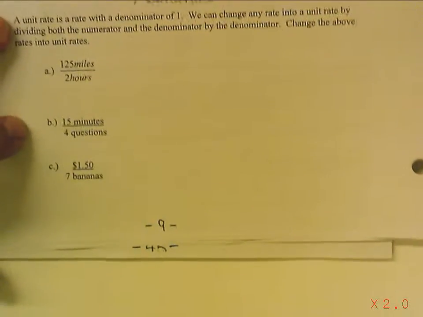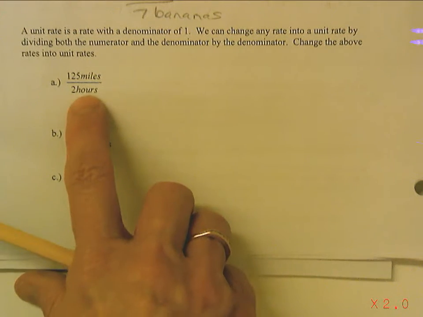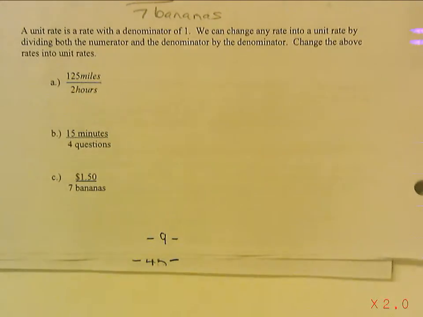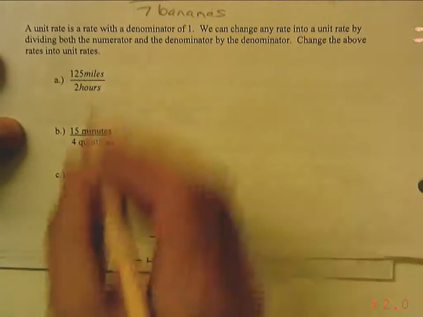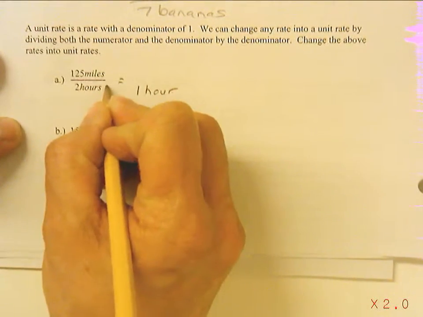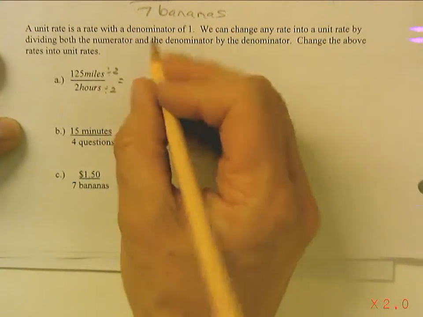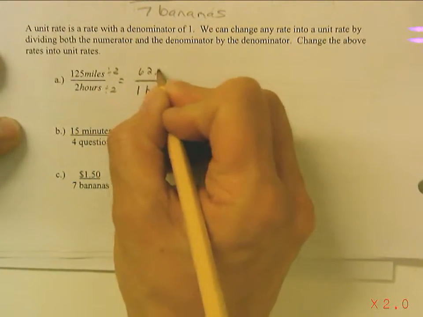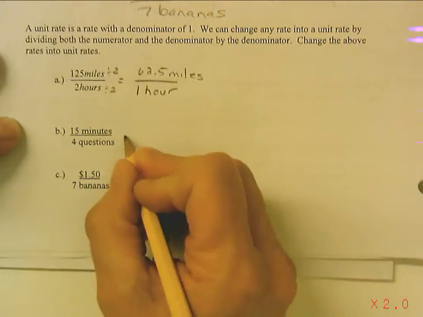There's also a special type of rate called a unit rate. And a unit rate always has a denominator of 1. We can always change any rate into a unit rate by dividing the denominator by itself. So if I want this to equal 1 hour in the denominator, I have to divide this by 2. Since I'm dividing the bottom by 2, I have to divide the top by 2, and that becomes 62.5 miles. This is now a unit rate because it has 1 as a denominator.